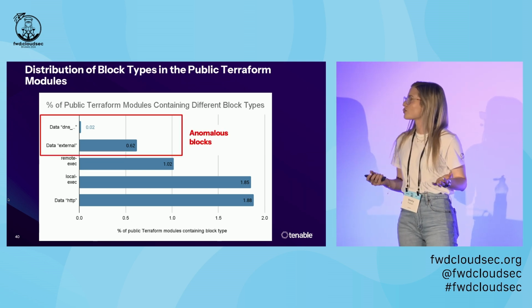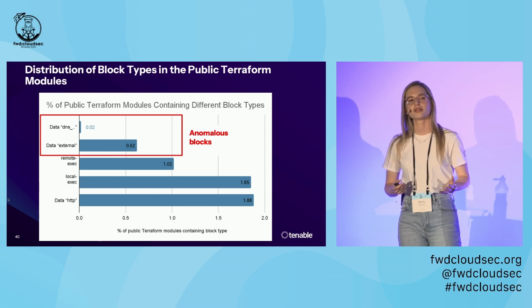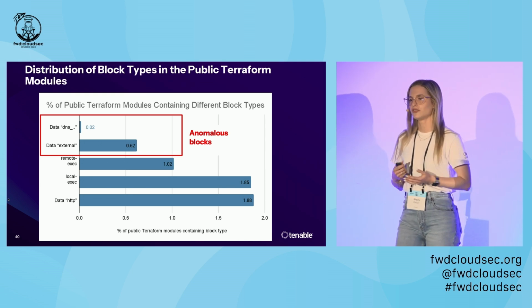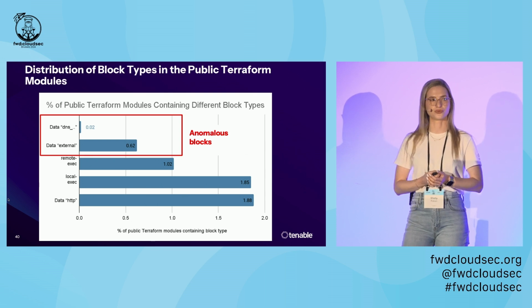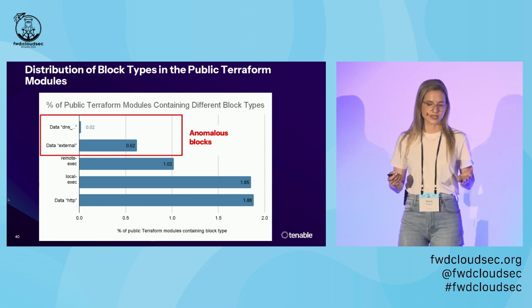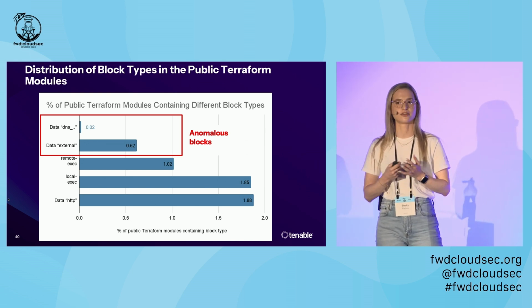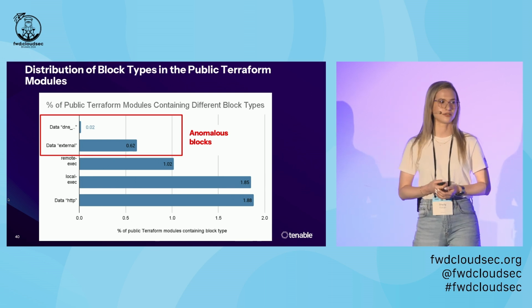The DNS data source and the external data source are the least prevalent. They rarely appear in Terraform configurations. So if you bump into one of these in your organization, it's an artifact worth looking into. And to avoid causing alert fatigue, I suggest you start by detecting these anomalous blocks first. We now detect these in Tenable Cloud Security.